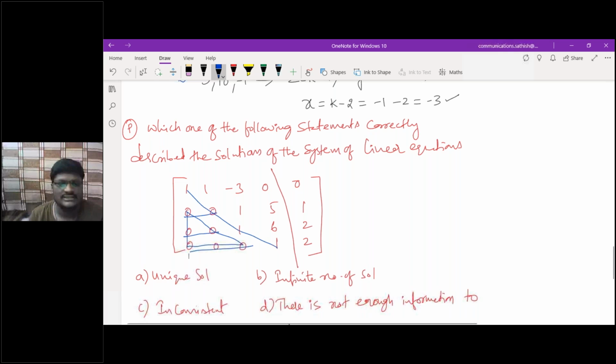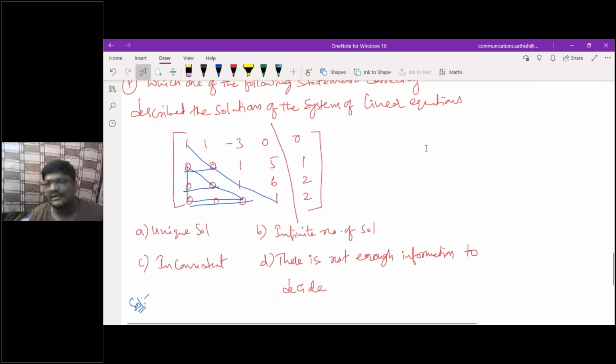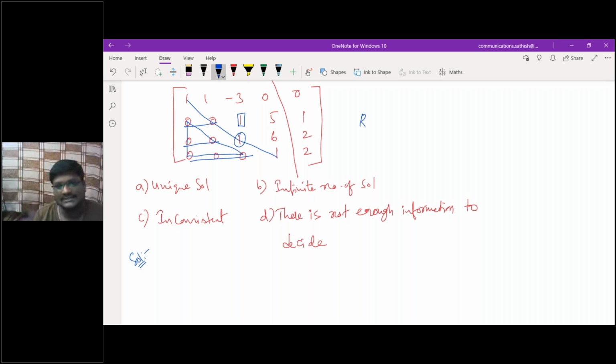So what you people have to do is reduce the augmented matrix again. Am I correct or wrong? Then by using this element, I need to make this a 0. So what do I need to perform? R3 tends to R3 minus R2.